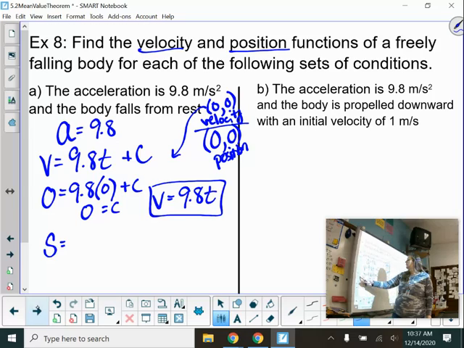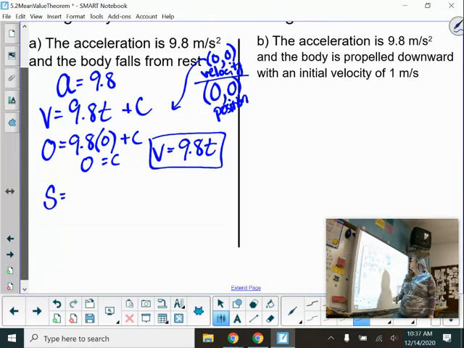Now when I find position, I would think, what would I take the derivative of to end up with 9.8t? Well, I do have to go up 1 with my exponent, so that does have to go up to t squared. And remember, if I was taking the derivative of this t squared, I would take the 2 down in front and multiply it by whatever the coefficient of t was to get the 9.8. So if I'm going backwards, I'm actually taking half of the 9.8, which is going to be 4.9, because 2 times 4.9 gives me the 9.8.